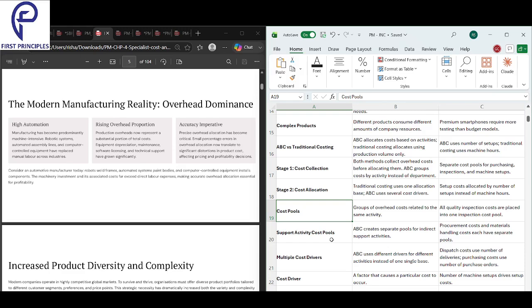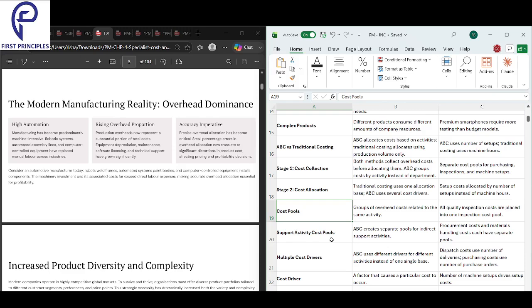Cost collection before allocating costs by adding. First you collect, then you allocate. Simple. If you have to allocate sweets among all of you, first I'll have to collect the sweets from somewhere, then I have to allocate. Right? First you collect, then you allocate.